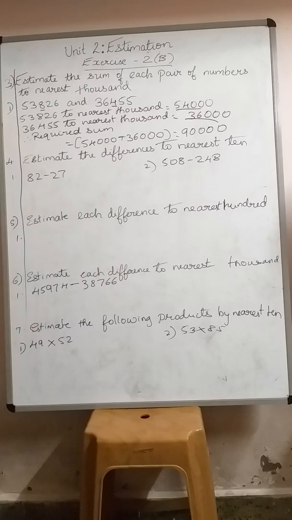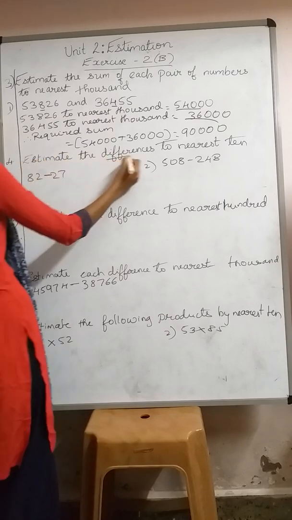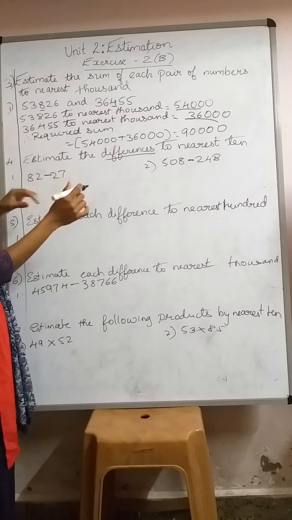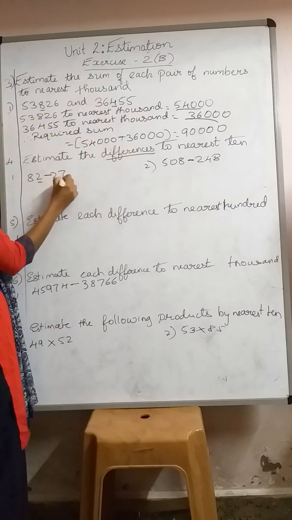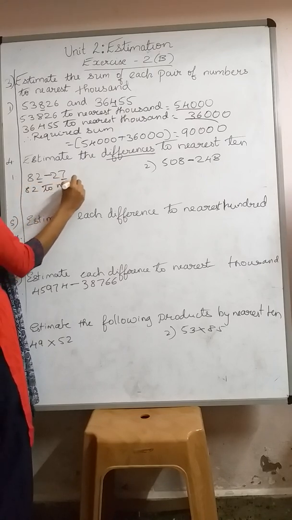Now we have to estimate the differences to the nearest 10. Now what is the difference? Let us see. Nearest 10. We should minus. Estimate difference means what? We should minus the answers. Let us solve. It is the same, but here we are adding. Here we need to minus. 10 means see the ones place. So write 82 to the nearest 10.